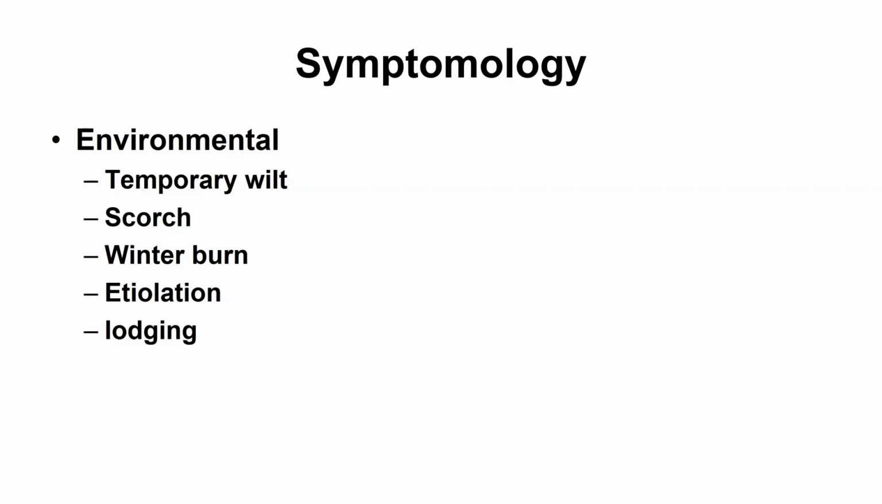You can have scorch. This is where the temperature gets increased on a small amount of tissue, many times due to a combination of factors. You can have winter burn. Cold temperature, windy, causes desiccation. Etiolation is, again, going back to an auxin type response where you will get bending of the tissue. We often talk about lodging, which is where the plant is bent over to the ground and no longer has the ability to get back up. Let's look at some of these and see how they're dealt with.